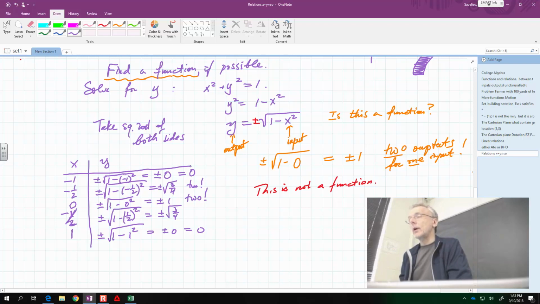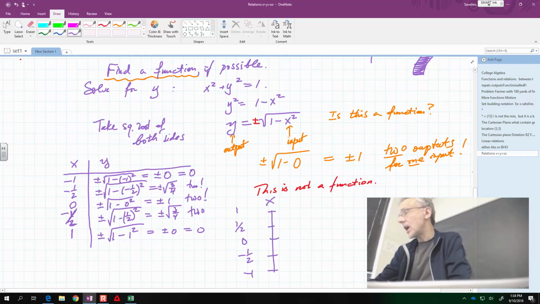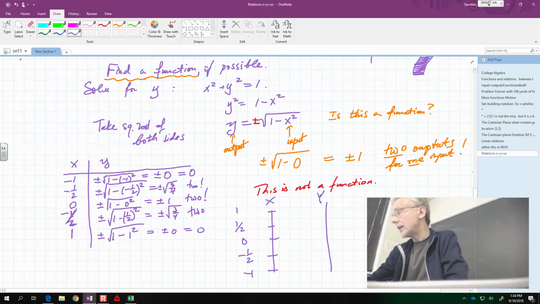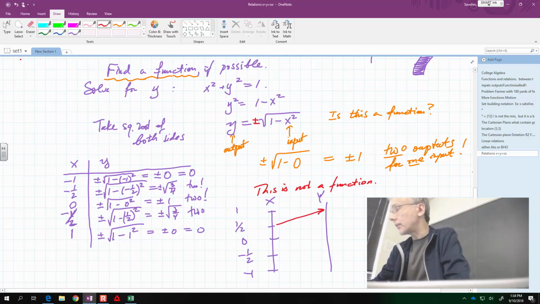Okay, so if this algebra does not speak to you, you can do it this way. You can just plot them like this and use arrows. So say negative 1, negative 1/2, 0, 1/2, and 1. Okay, so these are x's. And then you have a bunch of y's here. And then you end up with something like this.